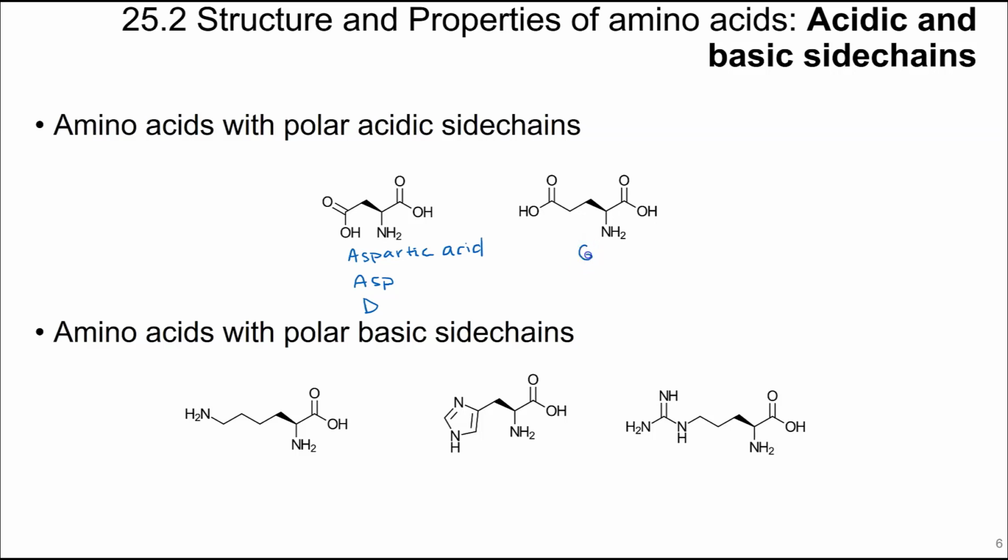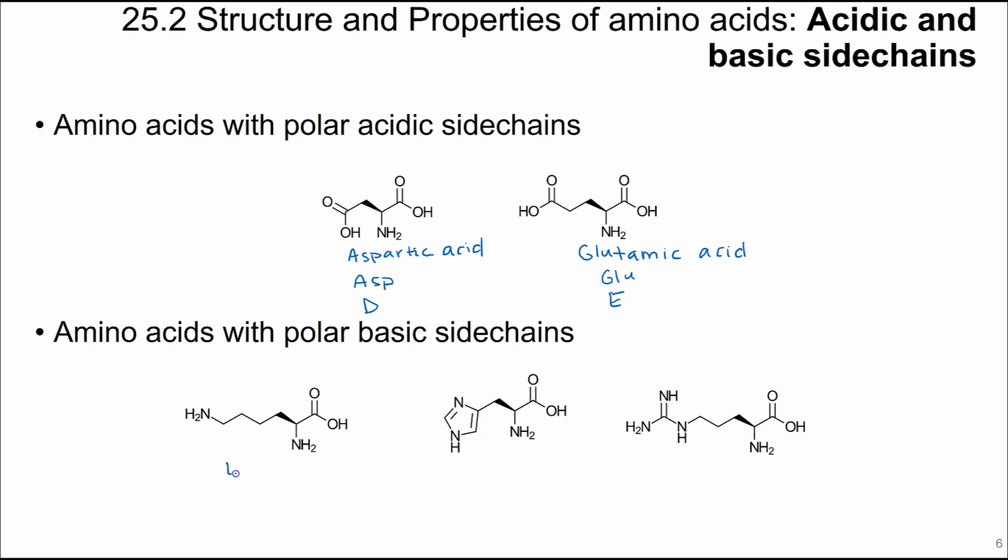This one is glutamic acid. So similar to glutamine, but now there's a carboxylic acid instead of the amine there. This is glue, and that one is E because we're running out of letters. There's no other things to remember that one other than we're running out of letters. Amino acids with basic side chains.